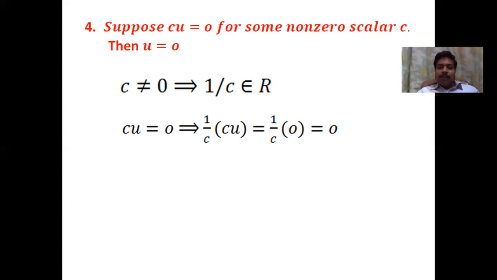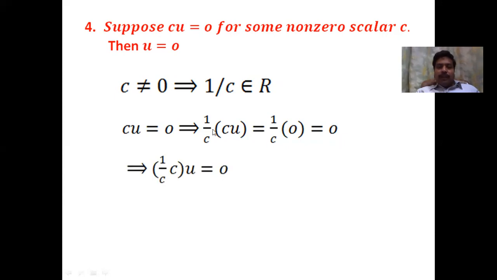Now Cu is equal to O, the zero vector. I am multiplying this with another scalar, 1 by C, on both sides. Then I will get 1 by C times Cu is equal to 1 by C times O, the zero vector. So 1 by C times O is equal to O from the previous property. If the zero vector O is multiplied by some scalar, you will get ultimately the zero vector only.